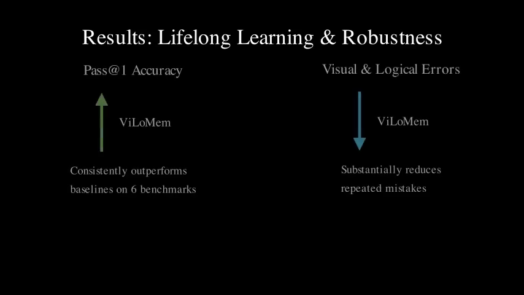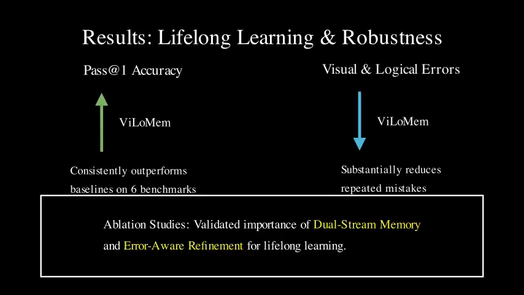The paper demonstrates ViLoMem's effectiveness on 6 multimodal benchmarks. It consistently improves pass-at-1 accuracy, meaning the agent gets the correct answer more often on its first try. More importantly, it substantially reduces the occurrence of repeated visual and logical errors. Ablation studies further validate the importance of the dual-stream memory and the error-aware refinement process.